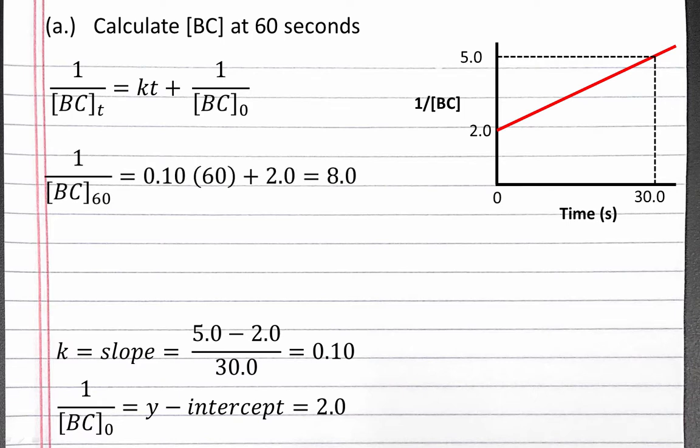Plugging these into our integrated rate law, and solving for t equals 60 seconds, we get 0.1, our rate constant, times 60 seconds, plus 2, which is our y-intercept, and that equals 8. So 8 equals 1 divided by our concentration of BC at 60 seconds. So for our concentration of BC at 60 seconds, we have to take 1 divided by 8, which is 0.125.